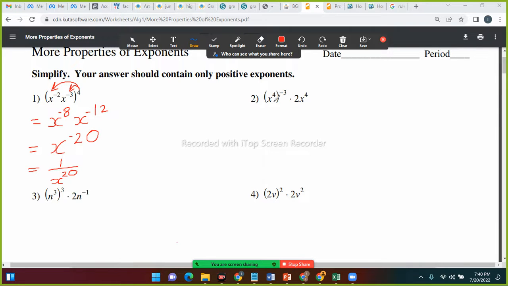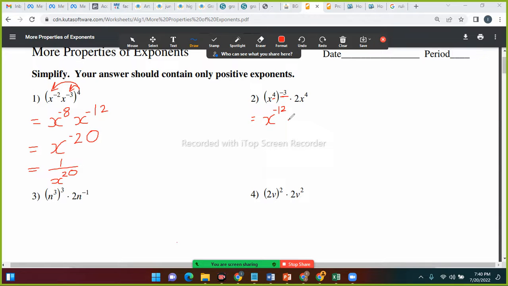For this one, we can multiply the 4 and the negative 3, to give us x is going to be equal to 4 times negative 3, which is negative 12.